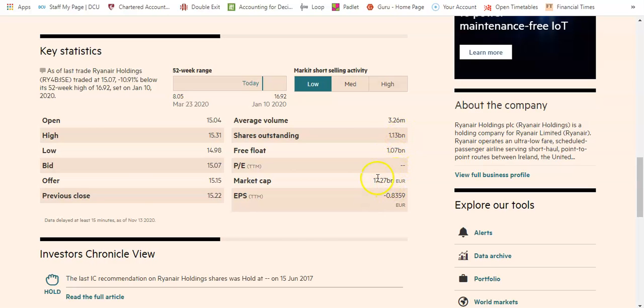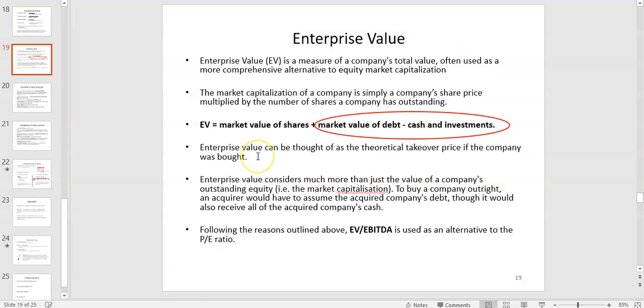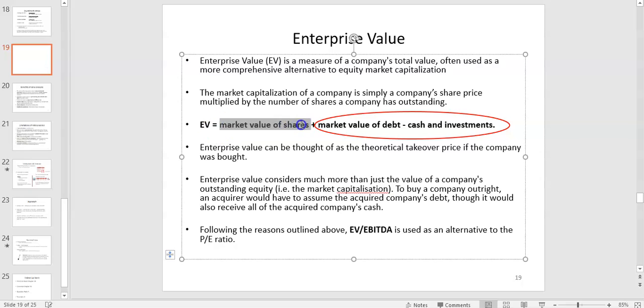But there's another term that's also used in financial statement analysis called enterprise value. That's where you take the market value of the shares, the market cap, plus the market value of the debt, and you take off cash and investments. So often we call this together net debt. So the enterprise value of the firm is your debt plus your equity less your cash.